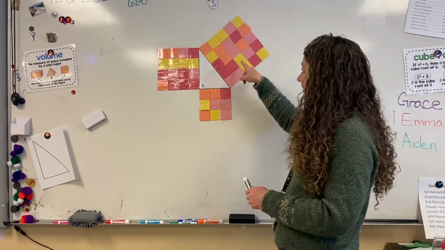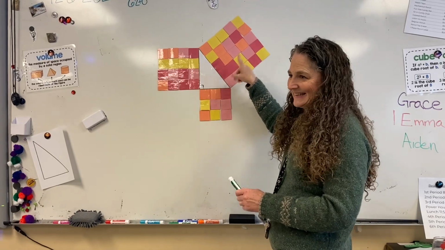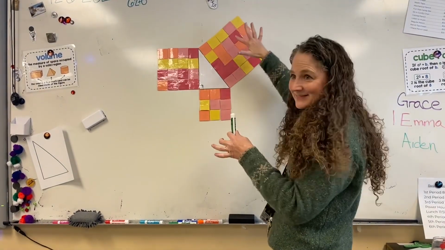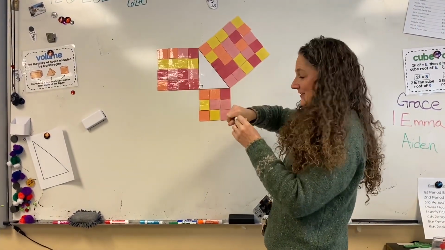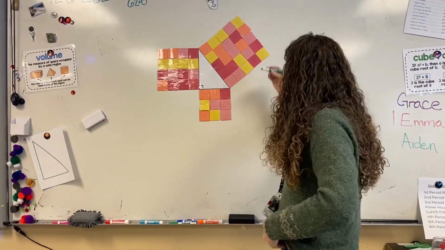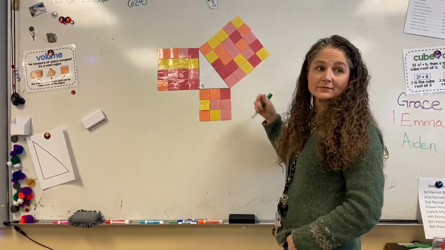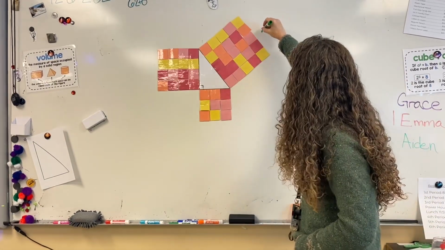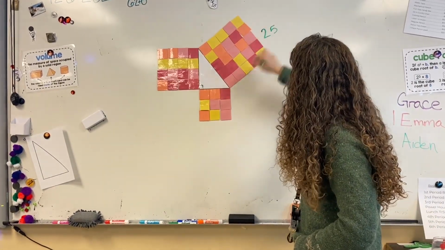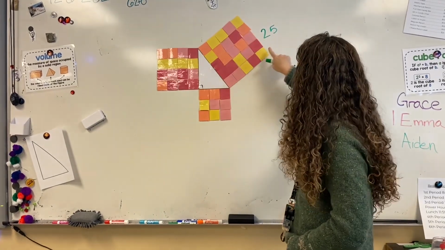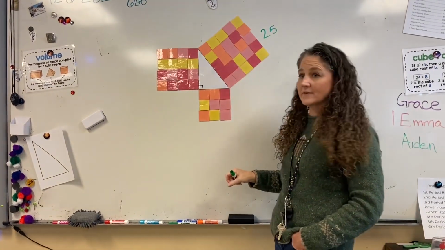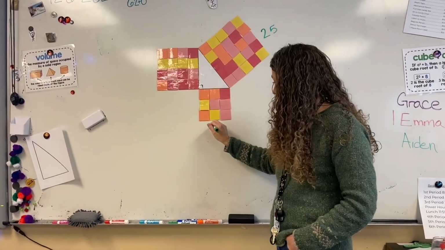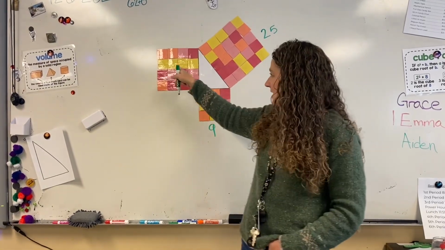Not 5. Wait. Hold on. Let's count them. 20. Try counting again. 25. This is 25 squares. 5 times 5 is 25. How many squares are right here? 9. How many squares are right here?